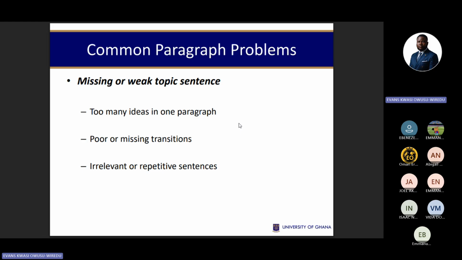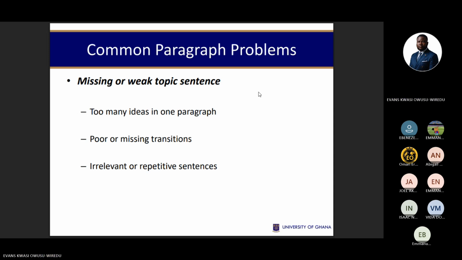Let alone the other features you are supposed to use in paragraphing in that article you are supposed to write. You don't have any topic sentence. That means that there will not be anything at all, because the topic sentence determines the outcome or the content of your whole article. You get it?